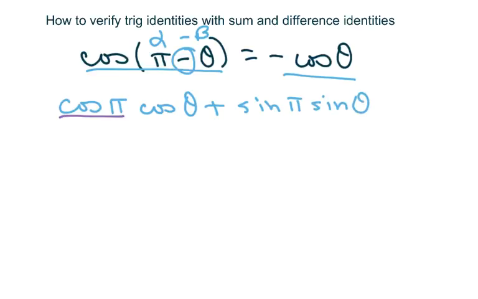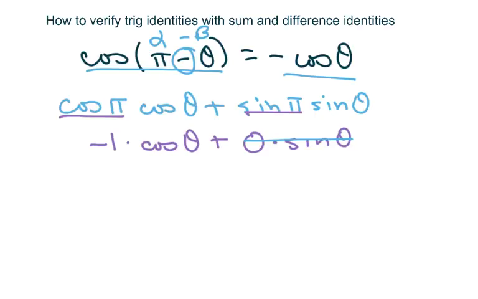Well, cosine of pi is -1 times your cosine of theta. Your sine of pi is 0 times sine of theta. Well, 0 times sine of theta is just 0, so you get -1 times cosine of theta, which is negative cosine of theta. Okay? And the next one is with sine.